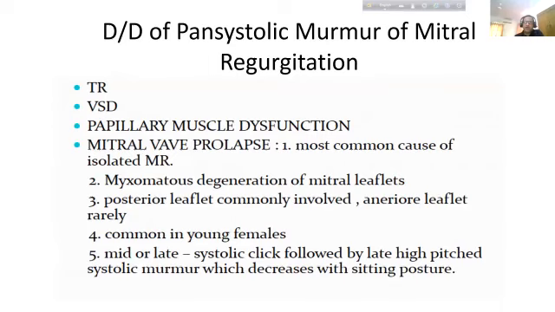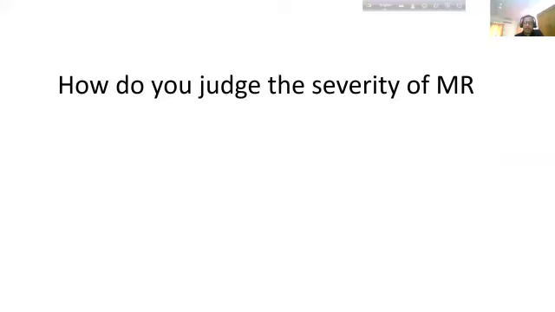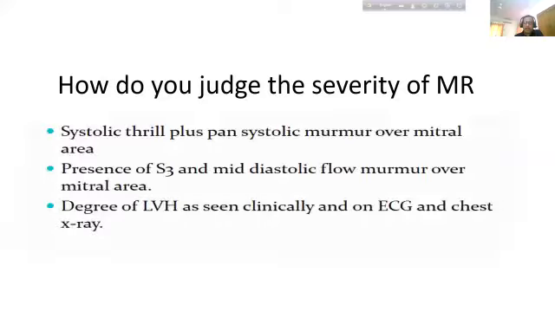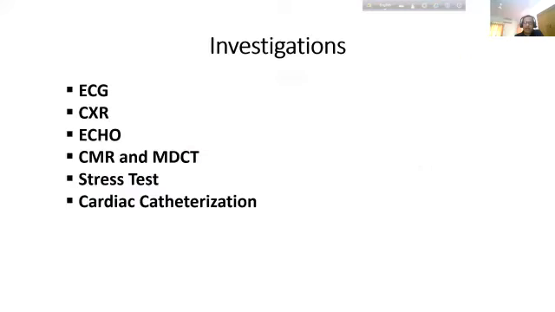And how can we judge the severity of the murmur? By the presence of a systolic thrill or pansystolic murmur over the mitral area, presence of S3 and mid-diastolic flow murmur over the mitral area, and the degree of LVH seen clinically, on the ECG and on the chest X-ray as well. And some relevant investigations we can do for the diagnosis are electrocardiogram, chest X-ray, echo, different modes of echo, cardiac MRI and CT as well, stress test, and in some cases cardiac catheterization.